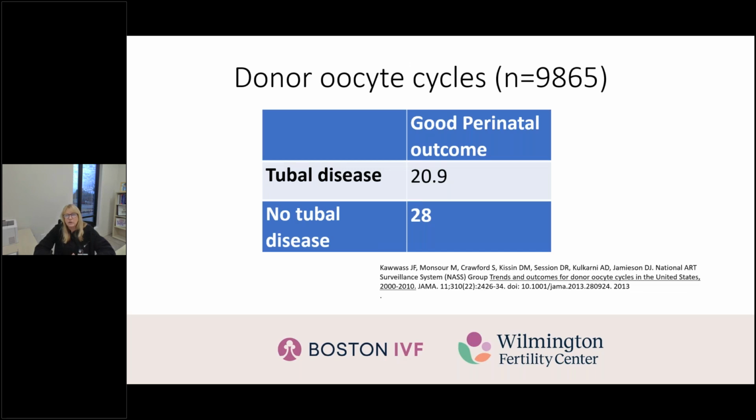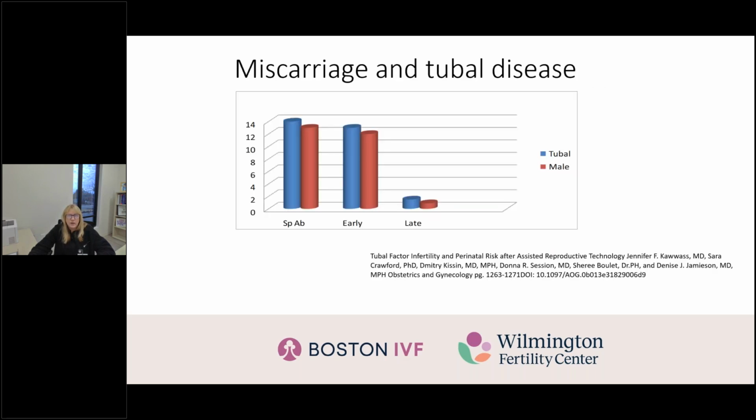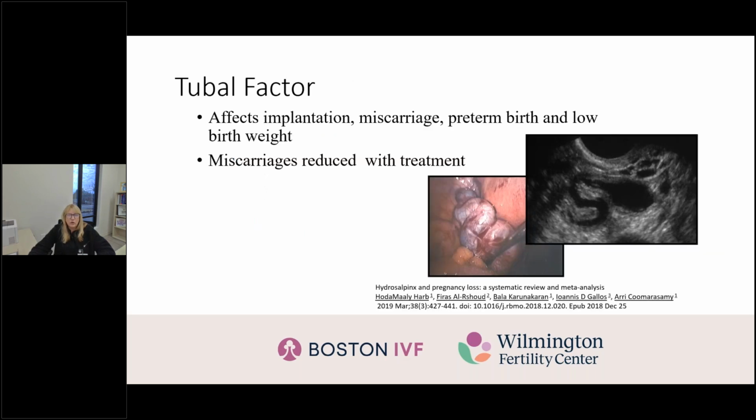And then the next study we looked at was looking at donor oocytes to take out the oocyte factor, and we looked at good perinatal outcome being term births and birth weight over 2,500, and we saw that the good perinatal outcomes were lower in patients with tubal disease. And in addition, tubal disease has been associated with a higher rate of miscarriage, both early and late. So we know that tubal factor may affect implantation, miscarriage, preterm birth, and low birth weight.